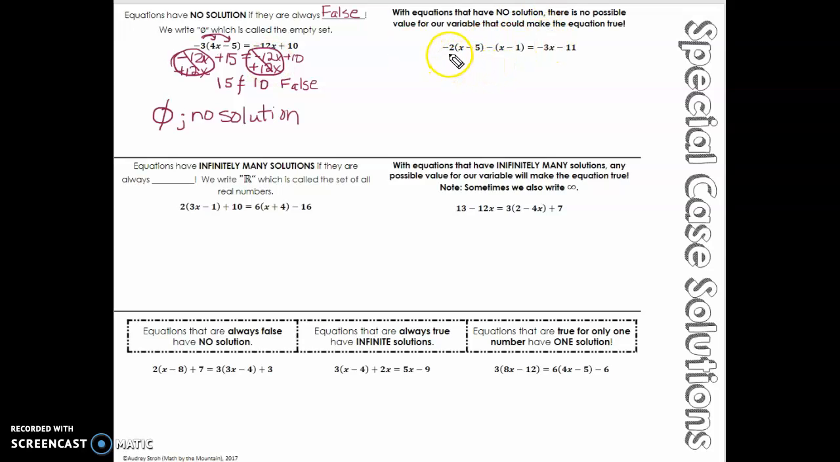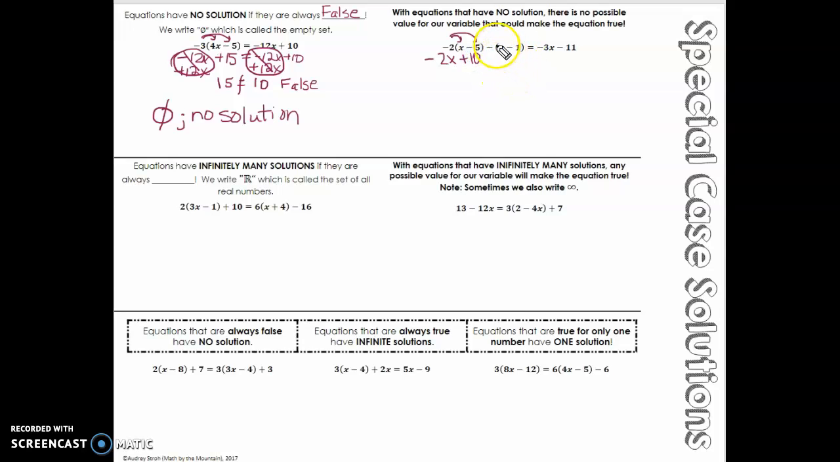So in my next problem, I have two sets of parentheses, and just like order of operations, I'm going to look at the first set and work left to right. So I can't simplify inside, so I'm going to look at that number on the outside. I have a negative 2. That's going to distribute to x and to negative 5 by multiplication. So I get negative 2x plus 10.